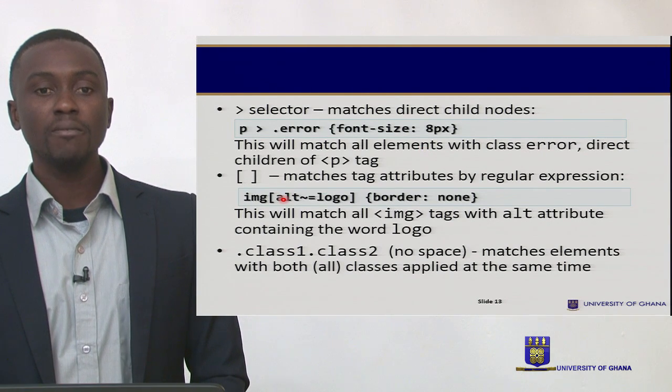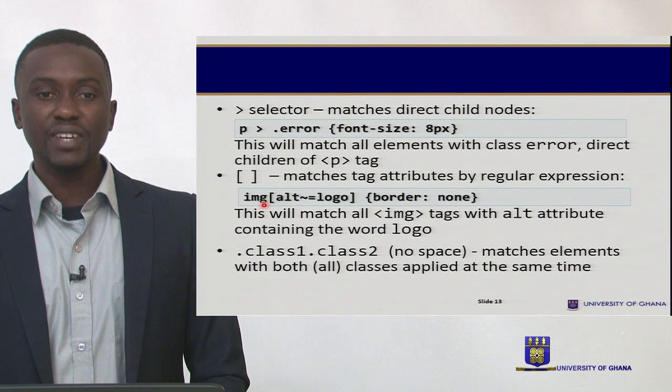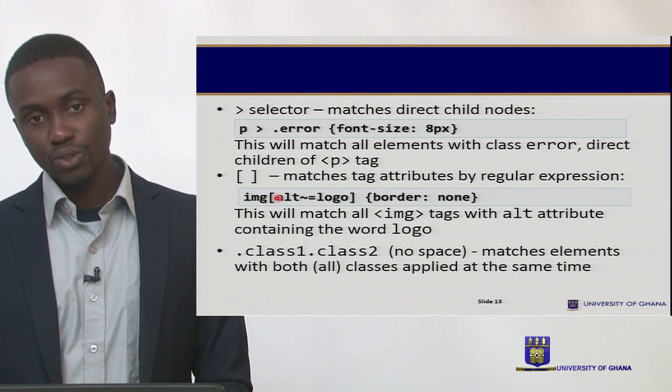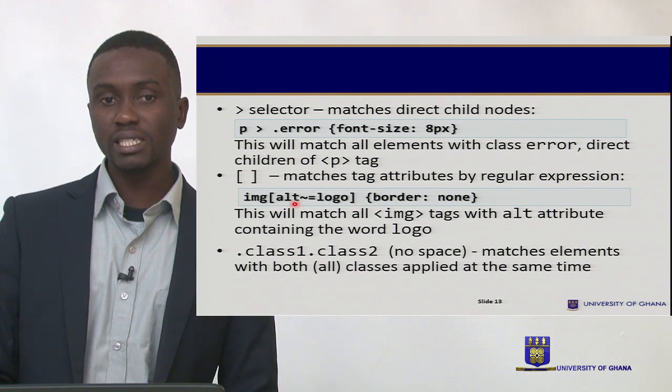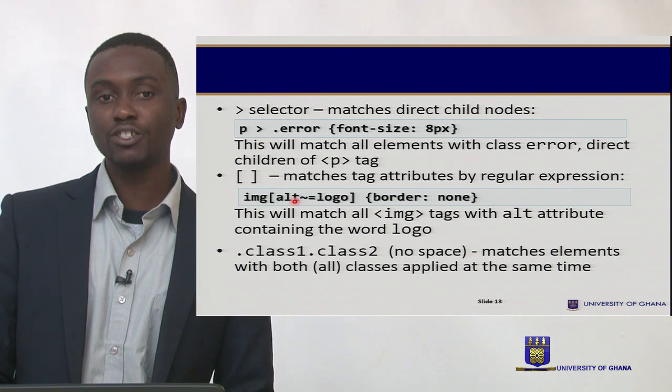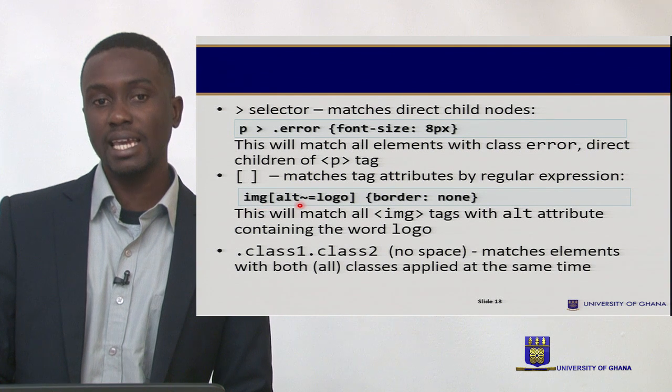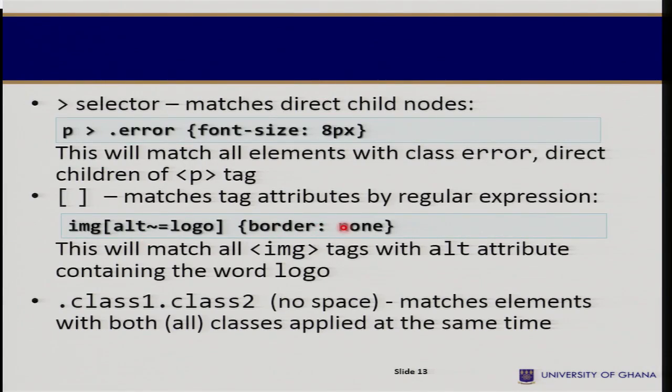In the same way, if you want a specific image to be affected, you use the square brackets and specify a unique attribute about that particular image before you specify your declaration.